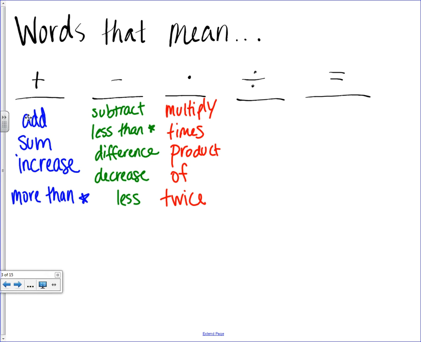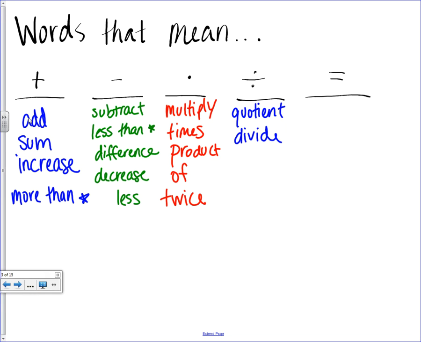How about the next symbol over there? What do we got? Quotient. No, shout them out. Divide. I think that's it for divide. There isn't really much we can do with divide, is there?